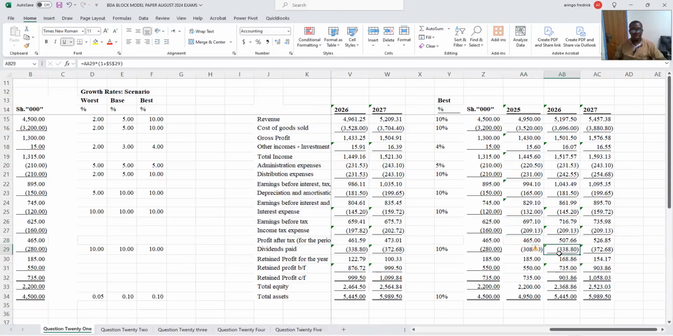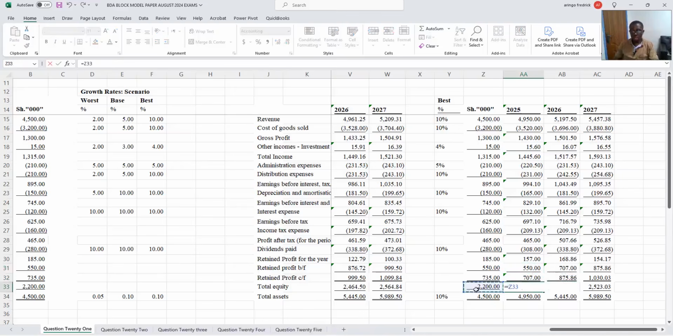So whatever you're having here, that should be the summation of that. This should be the summation of that. Copy paste. This should be this plus retained profit. Retained profit for the year, we have 157.